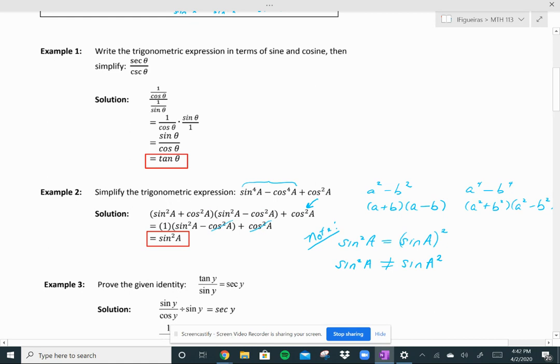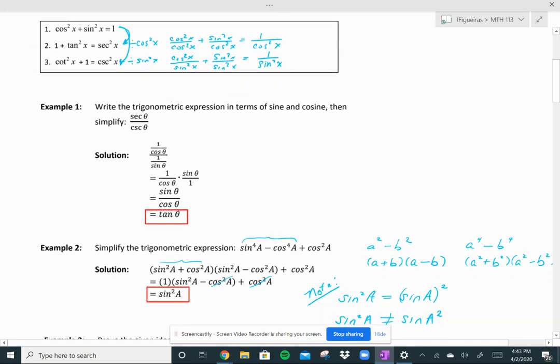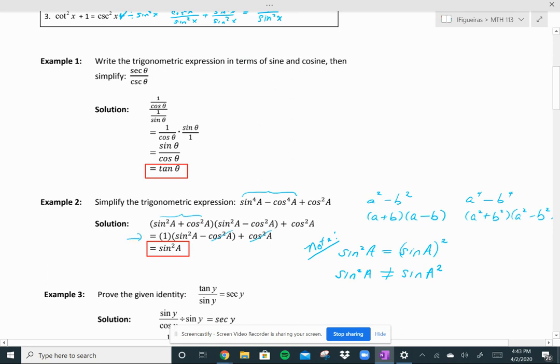Okay, but we can make a substitution here because the first binomial, this one right here, is one of the Pythagorean identities. In fact, it's the first one right here. So I have the sine squared of an angle plus the cosine squared of an angle. Well, we know that's equal to 1. So you replace 1 in the second line here. So I get 1 times sine squared of a minus cosine squared of a plus cosine squared of a. Well, when you distribute the first binomial by 1, you end up with 3 terms, and minus cosine squared of a and cosine squared of a, well, they cancel each other out, and you're left with just the sine squared of a.